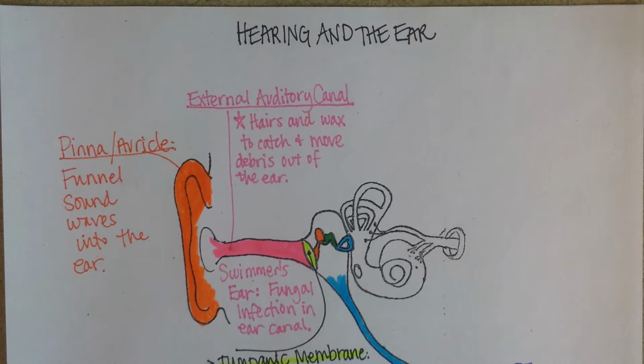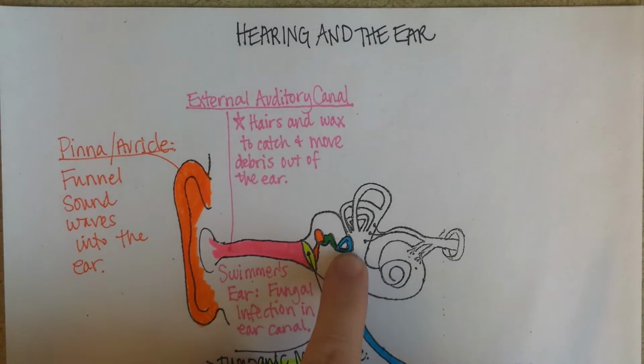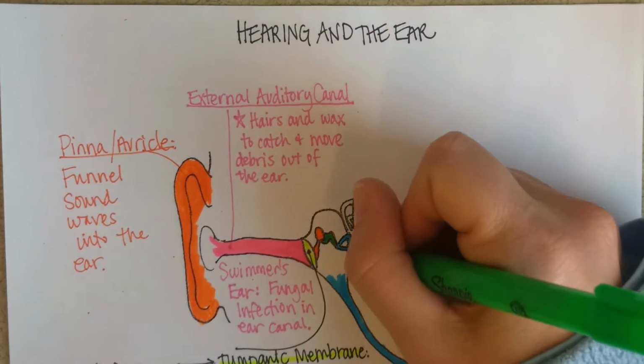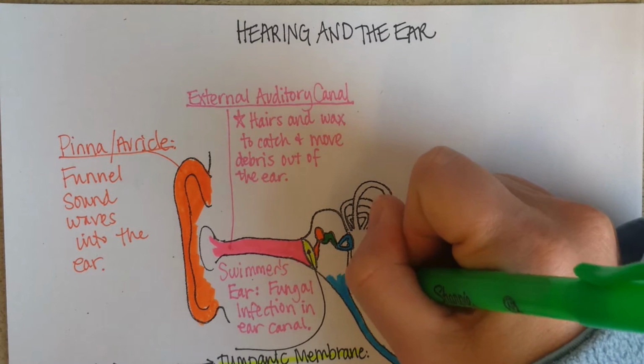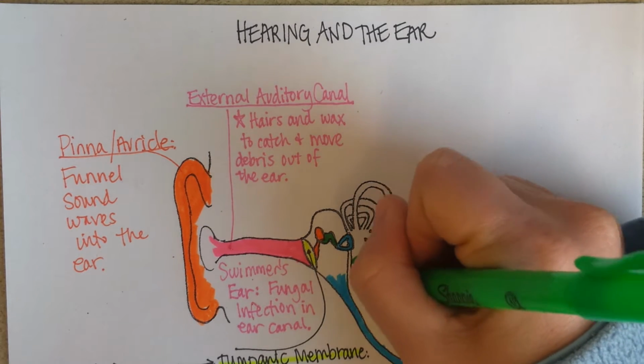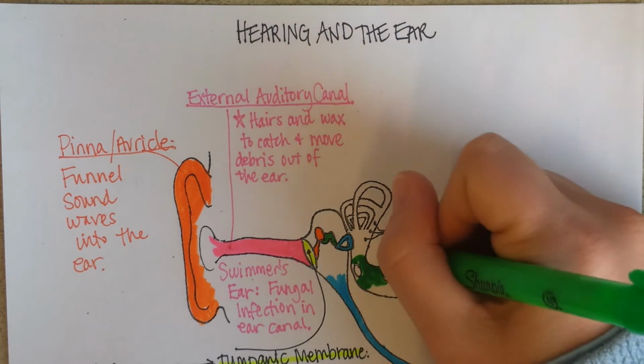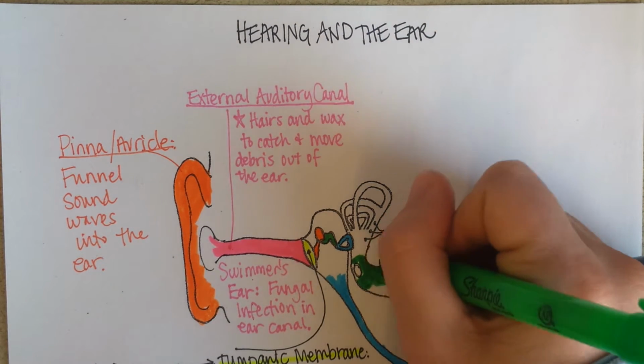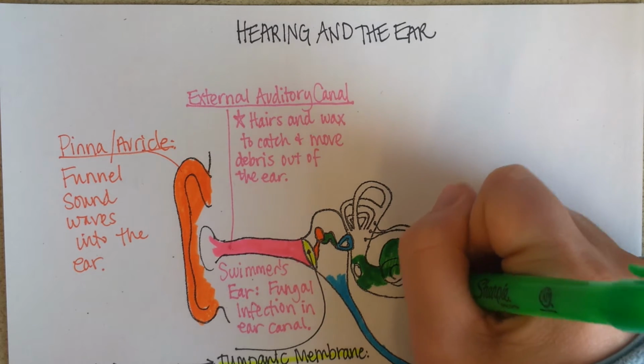Now we'll look at how the inner ear functions. First, we'll look at hearing. The stapes is attached to the cochlea. And the place it's attached at is called the oval window.